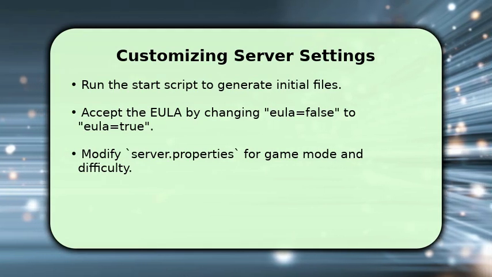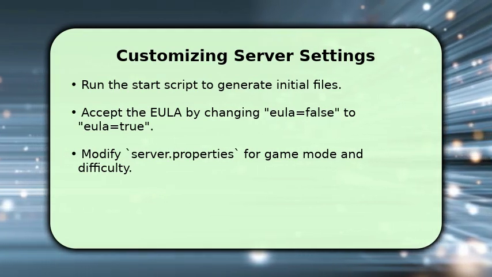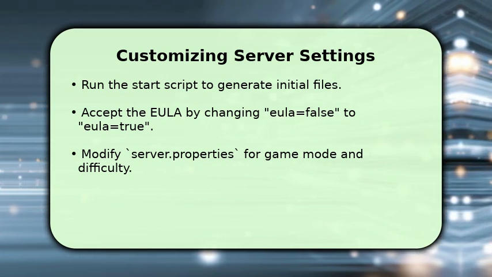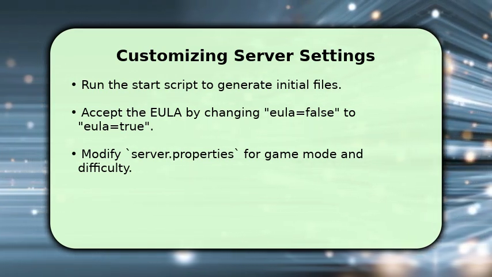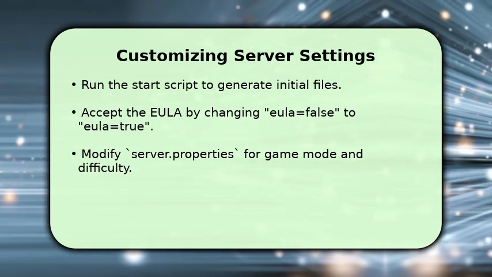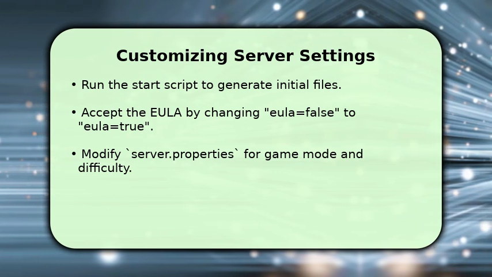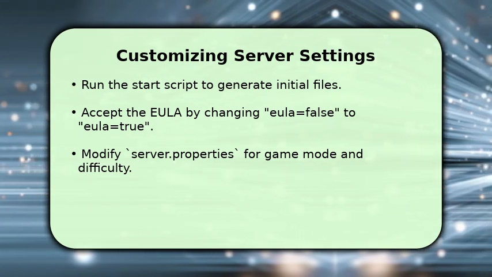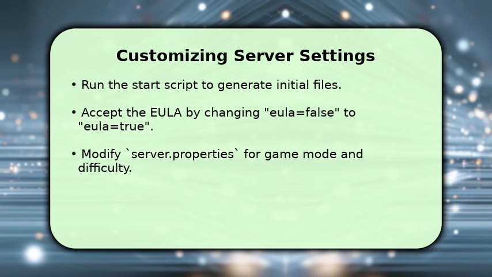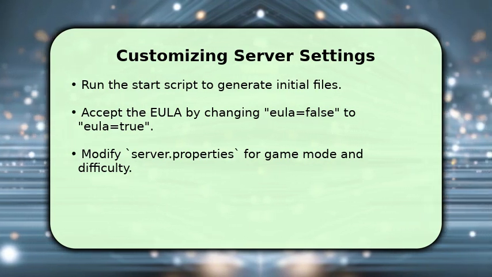Execute your start script for the first time. This action will generate several essential server files, including the eula.txt and server.properties files. Open eula.txt and change eula=false to eula=true to accept the Minecraft end user license agreement. Then, open server.properties to customize settings like game mode, difficulty, and the server's port.